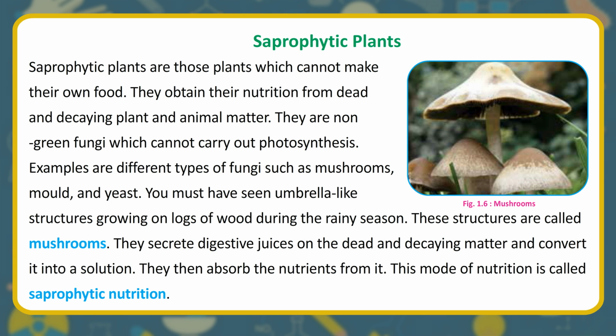You must have seen umbrella-like structures growing on logs of wood during the rainy season. These structures are called mushrooms. They secrete digestive juices on the dead and decaying matter and convert it into a solution. They then absorb the nutrients from it. This mode of nutrition is called saprophytic nutrition.